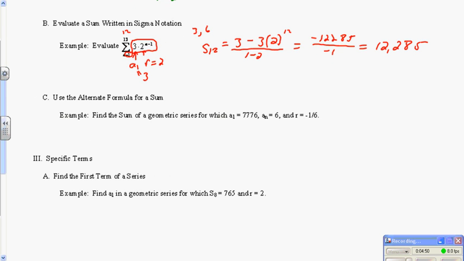Alternate formula. Here's one other formula, and you'll use this one in certain situations. It's a sub 1 minus a sub n times r, all over 1 minus r. The difference is there's no a sub 1 in this position. It's now a sub n, and there's no power for r. There used to be r to the n. You'll use this when you don't know n. So if you don't know n, you'll use this one.